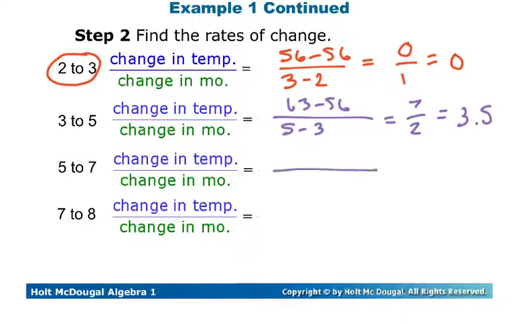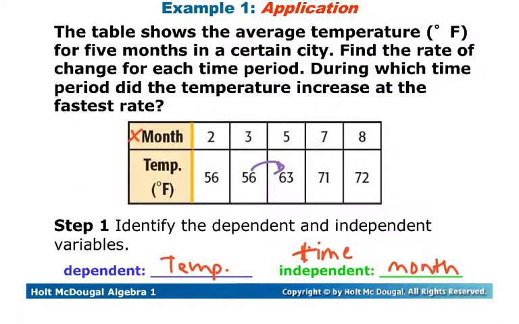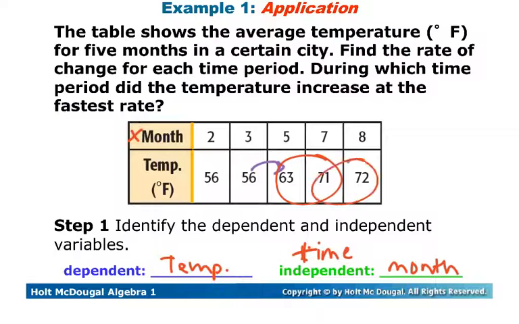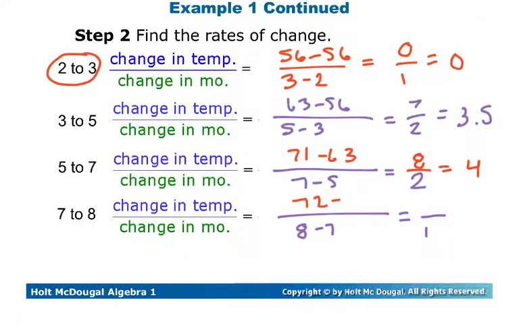The next one is 5 to 7, so we have another 2-month gap. And between 5 and 7, we have the numbers 71 and 63. So 71 minus 63 is going to make 8, and 8 over 2 is 4. And then our last one has a rate of change over a 1 month period, and our numbers go from 71 to 72. And so we have a difference of 1 degree.